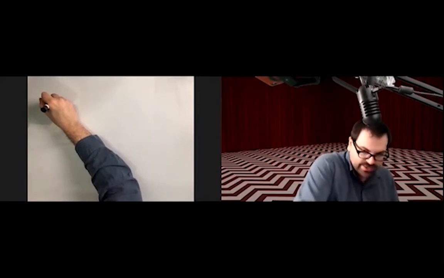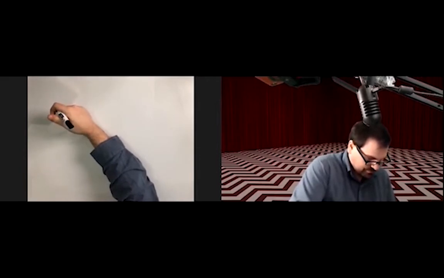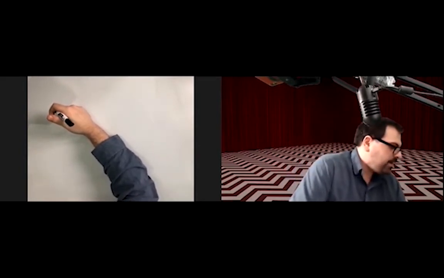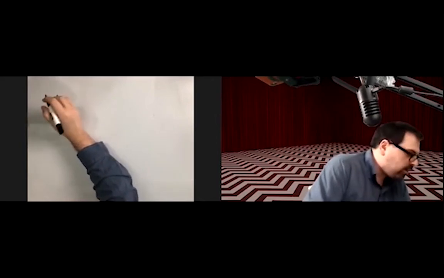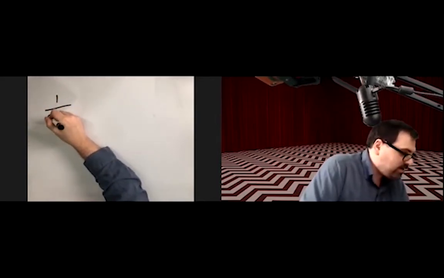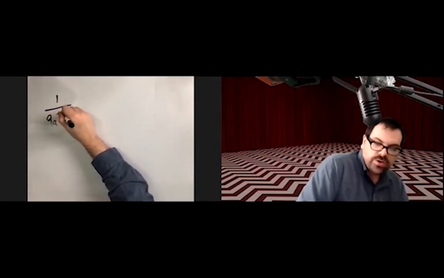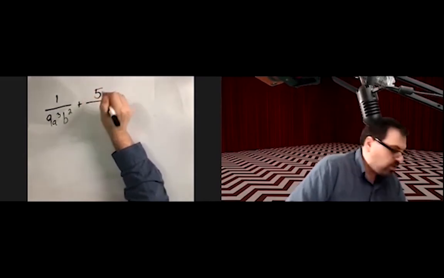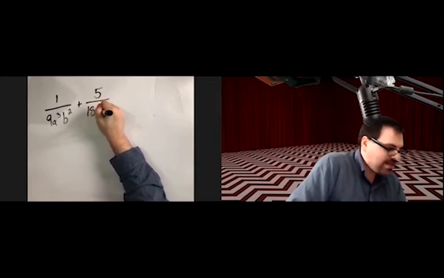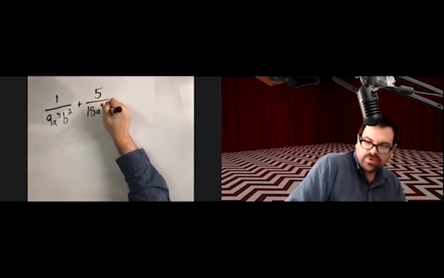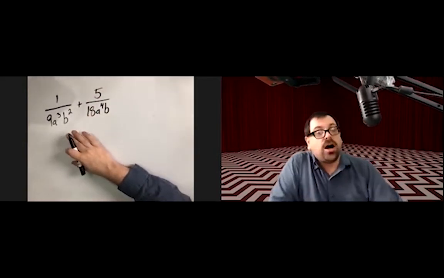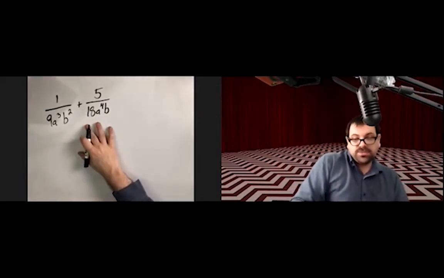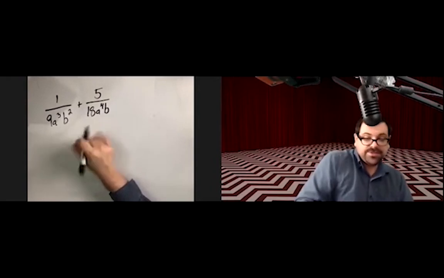And let's actually add these two, for fun. Let's add 1 over 9a cubed b squared plus 5 over 18a to the fourth b. We need a common denominator to be able to add these. So we need the least common multiple of the two denominators.